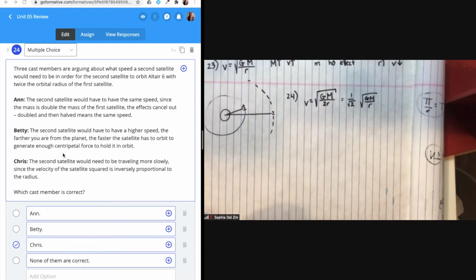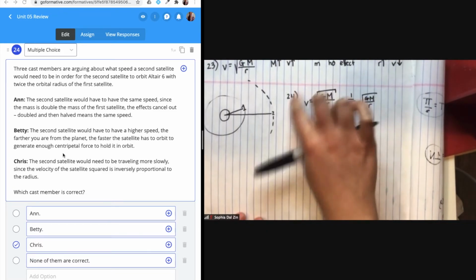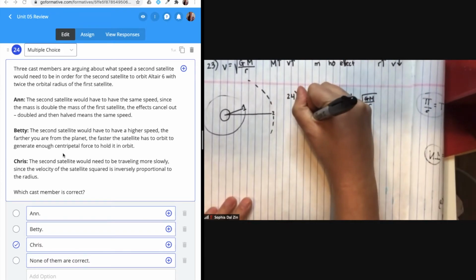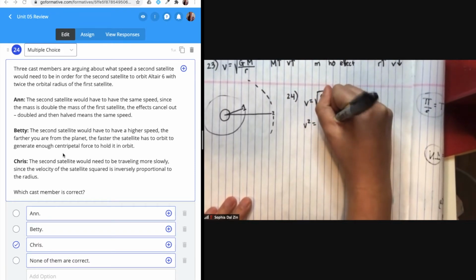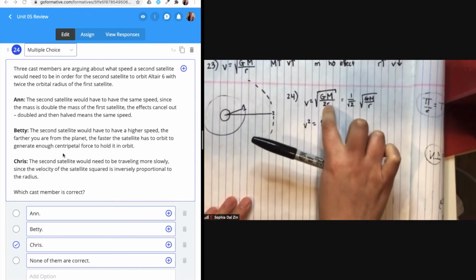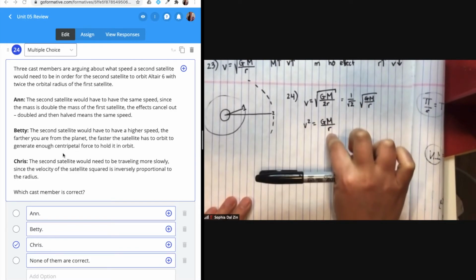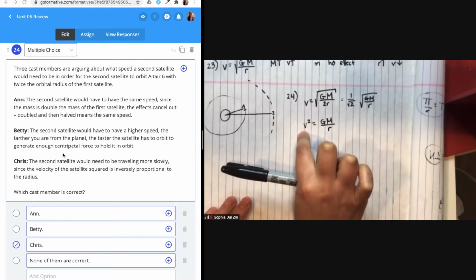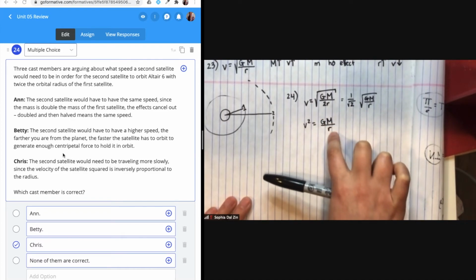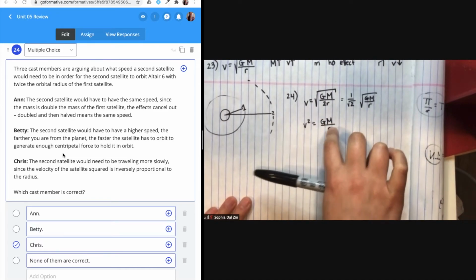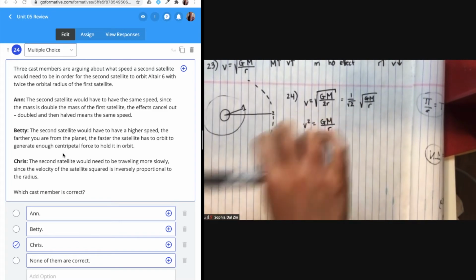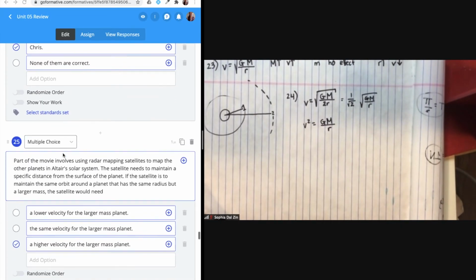Chris says the second satellite would need to be traveling more slowly since velocity of the satellite squared is inversely proportional to the radius. Actually, what Chris is saying is square both sides of this. Velocity squared is inversely proportional to the radius, so imagine I take a square of both sides. That makes this v squared. That makes this v equals GM over r. He's saying velocity squared is proportional to the inverse of the radius, so if I double the radius, the velocity decreases. We're both saying the same thing.